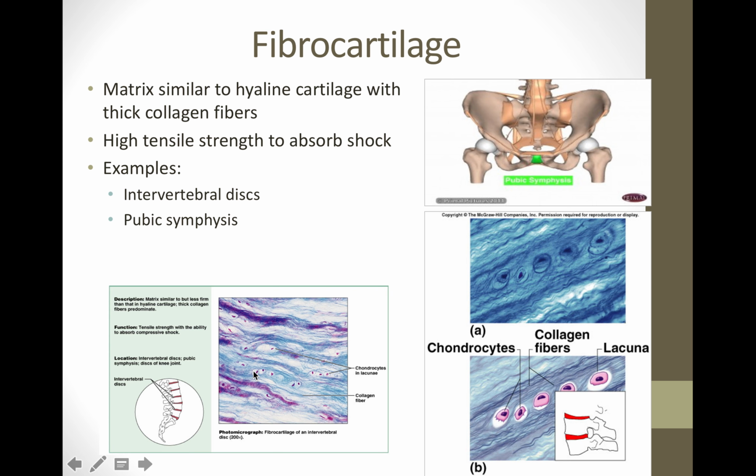Location for this type of cartilage can be between your pelvic bones. You can see right here, you have your two pelvic bones, and the green region in the middle is referred to as the pubic symphysis, which holds the two pubic bones together. You can also find that in between the vertebra. So inter means between, vertebral means the vertebra, intervertebral disc. So that's another common location, since your vertebral column deals with a significant amount of pressure and tension and is responsible for protection of the spinal cord.